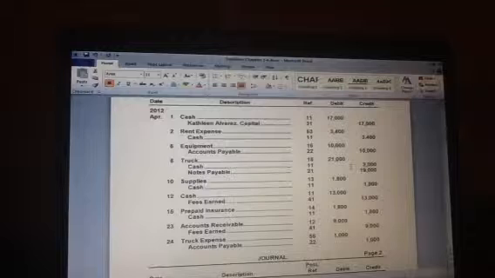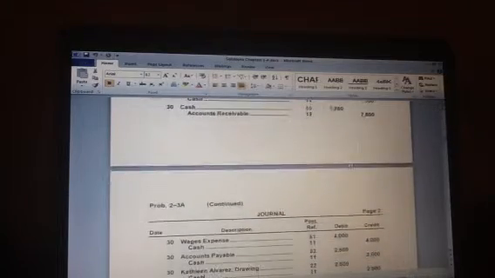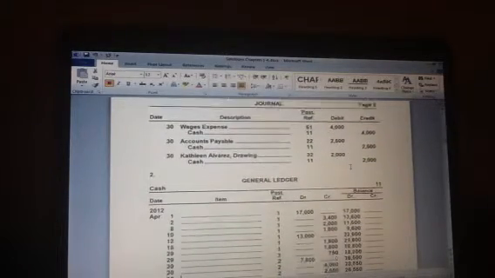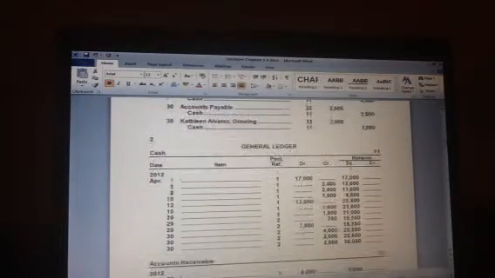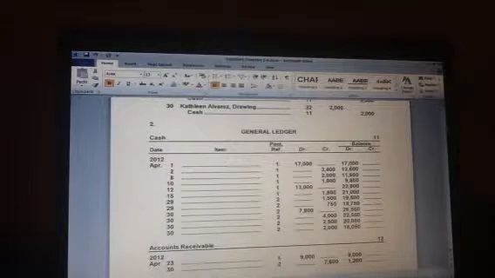You take the first line, we're going to debit cash for $17,000. You go to the ledger and you find the cash account. It's the first account. And you write the date, April the 1st. You don't have to write anything in the item column. That'll be used in a later chapter. So right now leave that blank.